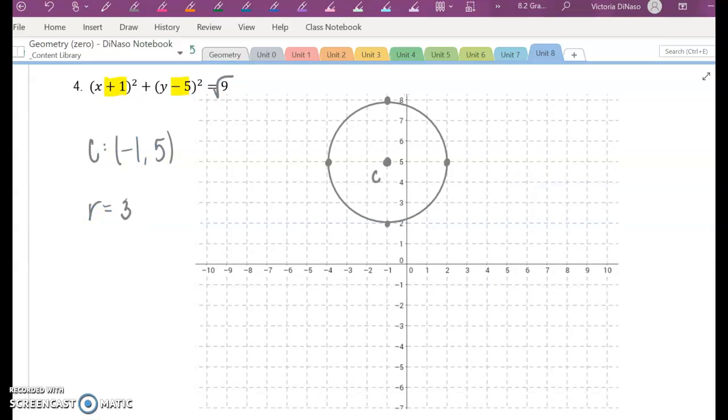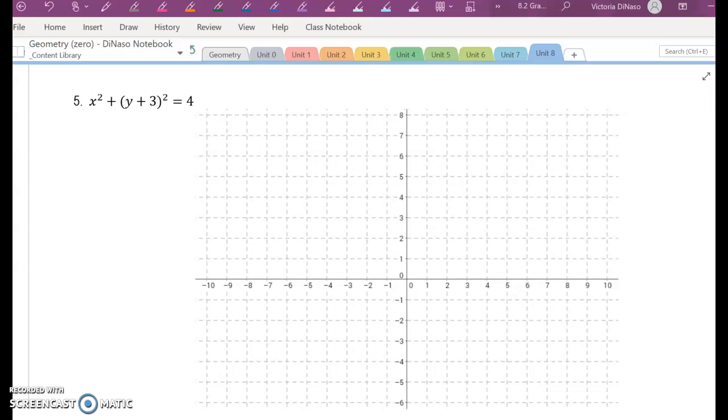And here should be your number 4. Here we go, number 5. So number 5 is a little bit weird, right? It could be a little bit tricky if you're not paying attention. What number am I going to put for x? Show me on your fingers. What number am I going to put for x?